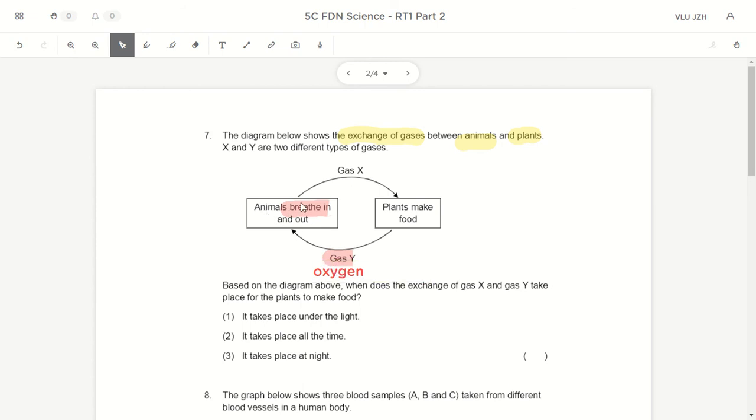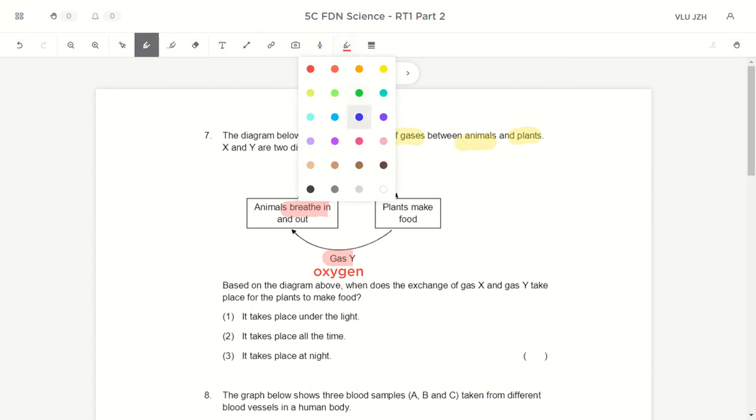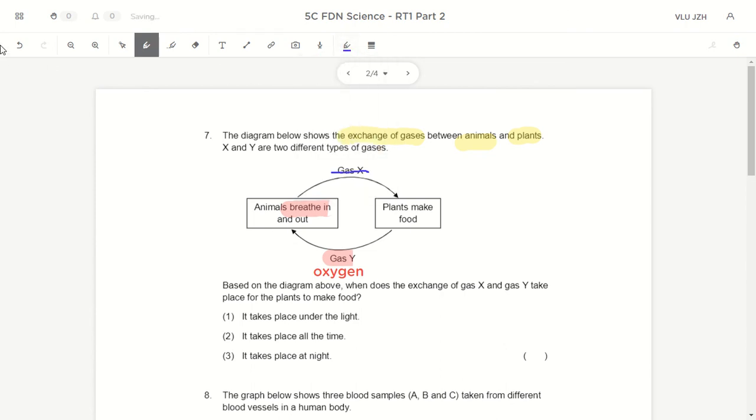Animals breathe out X, so X is coming out of the box. What gas do animals breathe out? Animals actually breathe out carbon dioxide. Let's write it down. Let me just highlight first. So animals breathe out carbon dioxide.